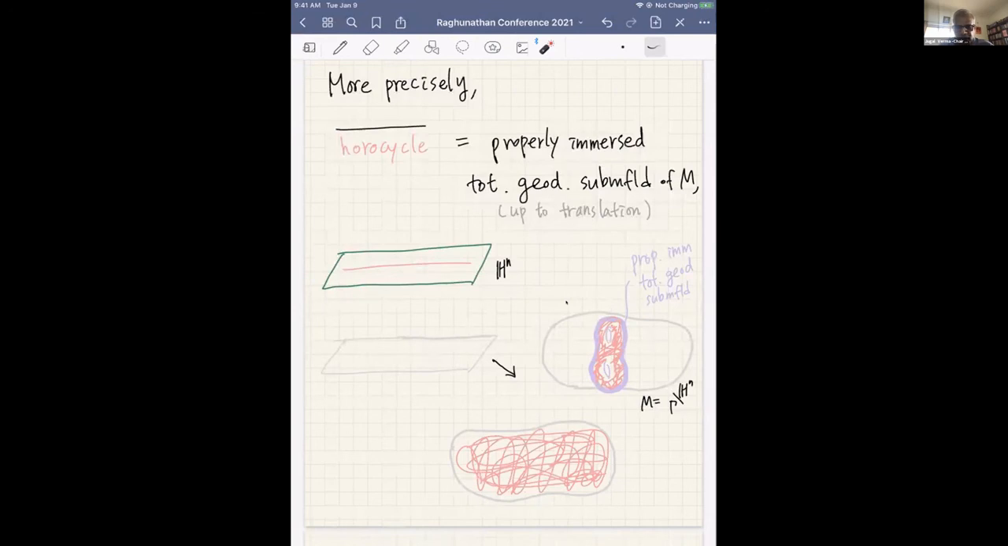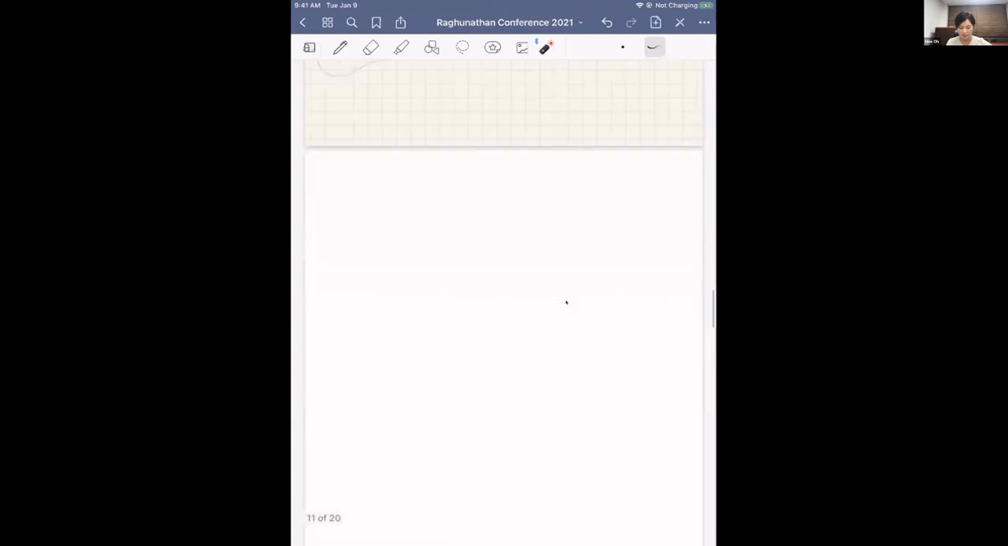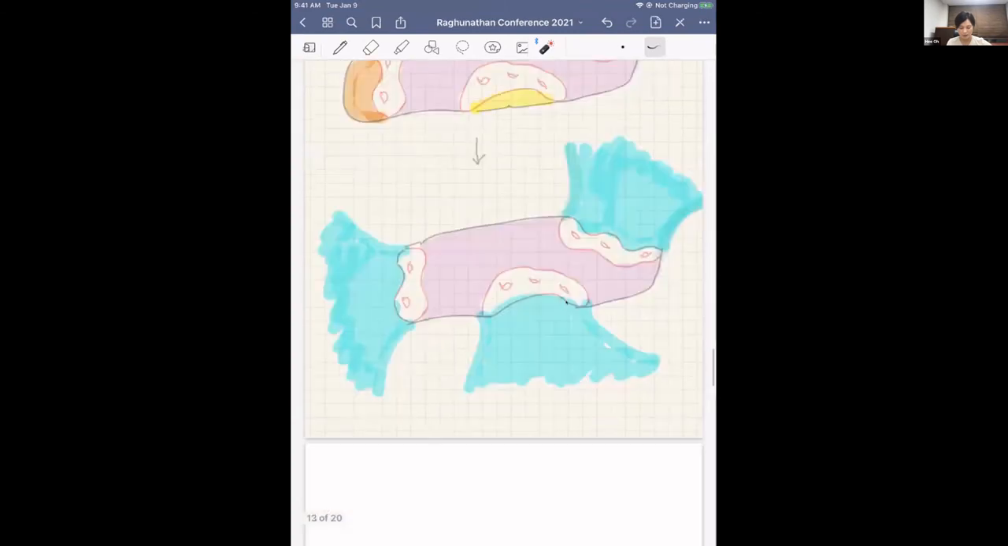Okay. Any other questions? I have a quick question. For convex cocompact, can one relax the condition of having Fuchsian ends to quasi-Fuchsian ends, or are there counterexamples? Exactly. Thank you for asking that question. That was actually my last two slides that I didn't have time to discuss.